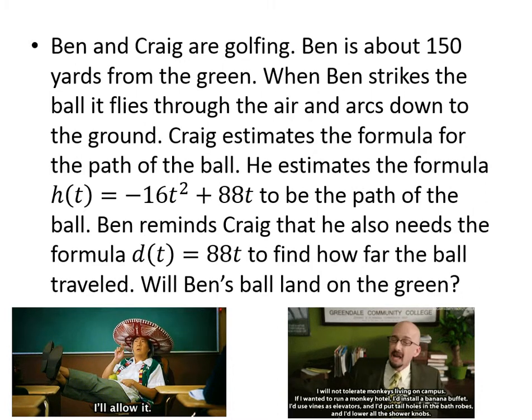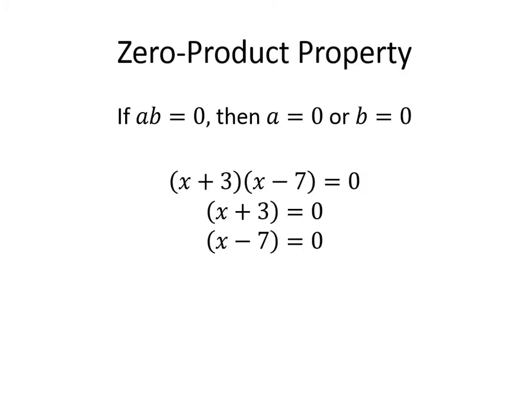Just looking at this, we want to see when it touches the ground. If we're assuming that he hit it from the same height as the green, so there's no elevation change, then if we were to graph it, we're looking for when it touches the x-axis again, which would be when the y value is 0. So we're trying to find when this equation is 0, when we zero out the function.